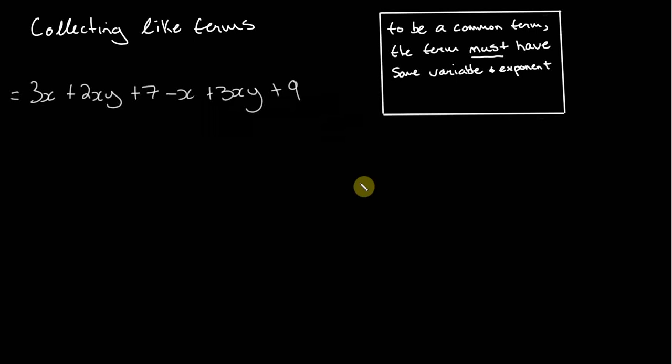Hello, in this video I'm going to talk a little bit about collecting and combining like terms. What is a like term in algebra? Well, they're basically terms that contain the same variables raised to the same power. Or as noted here, to be a common term, the term must have the same variable and exponent.